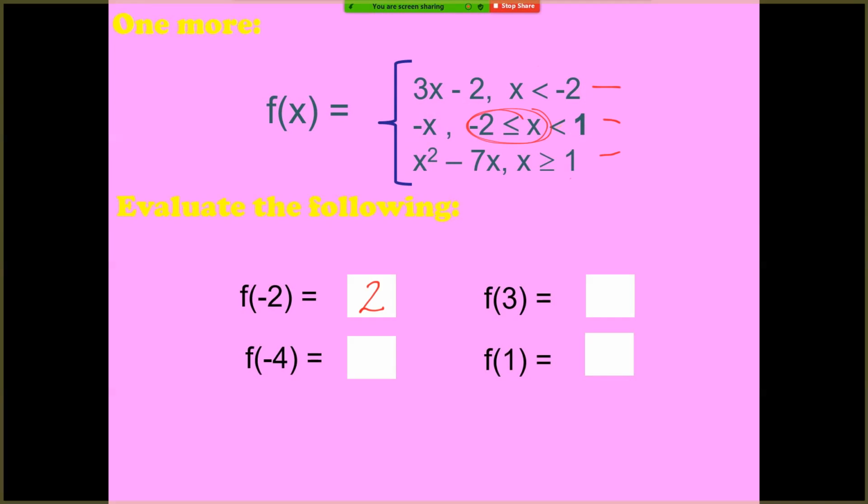If I find f of 3, 3 falls into the last category of x is greater than 1. So I actually have to take and follow this right here. So I'm going to take 3 squared minus 7 times 3. Let's see. -12.